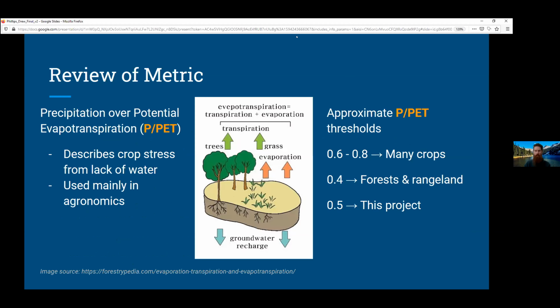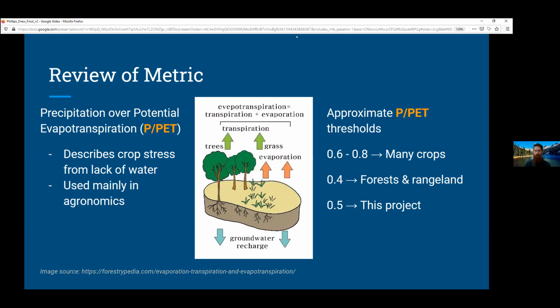I'll talk about the metric I use really quickly. It's called P over PET, and it's often used for agronomics. In this ratio, P stands for precipitation and PET stands for potential evapotranspiration. You can think of it as a ratio of water in divided by water out. So the closer that value is to 1, the more completely groundwater is recharged in any system.